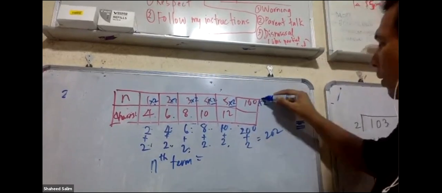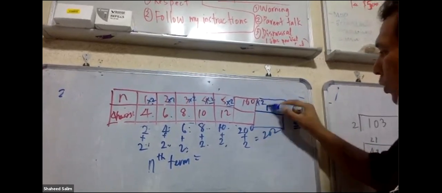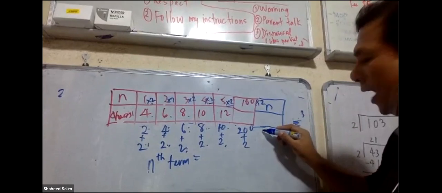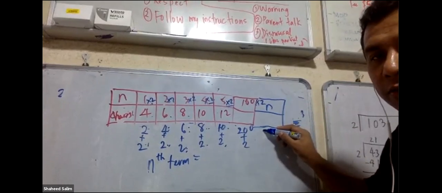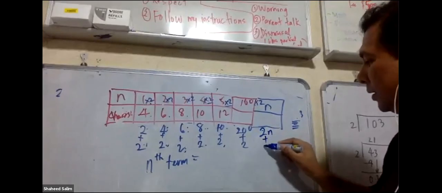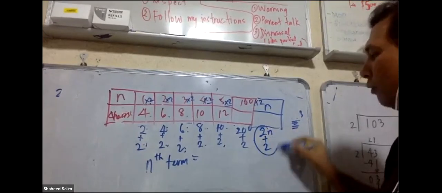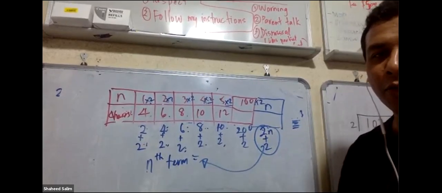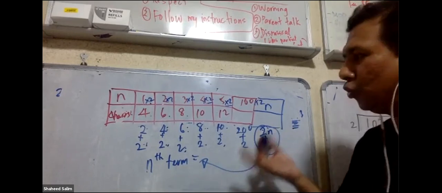So if it's N down here, what do you do? What's the step? Do the same thing. N times 2, you get 2N, then you must plus 2. Okay, this is your formula. Now, how to come up with this?